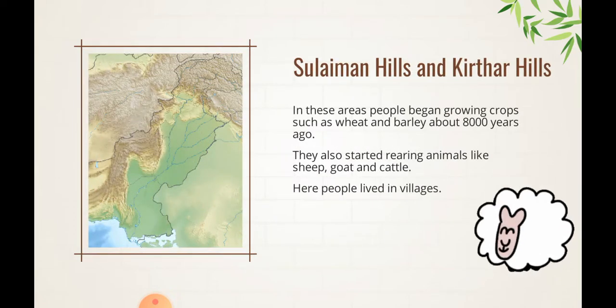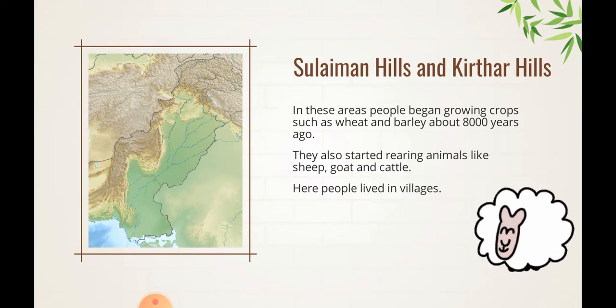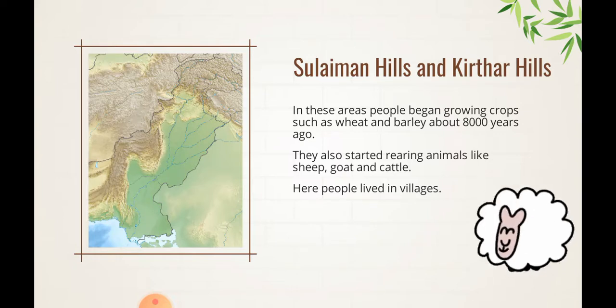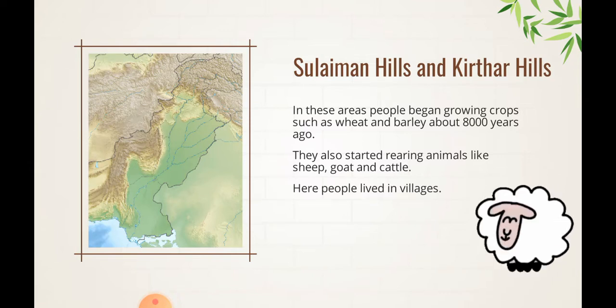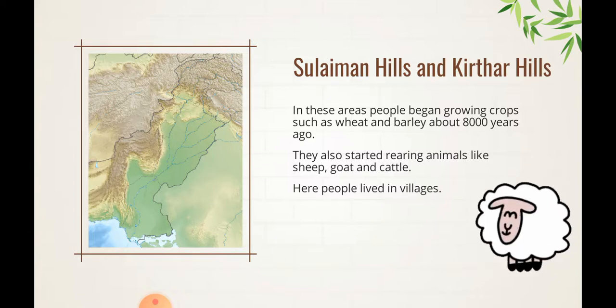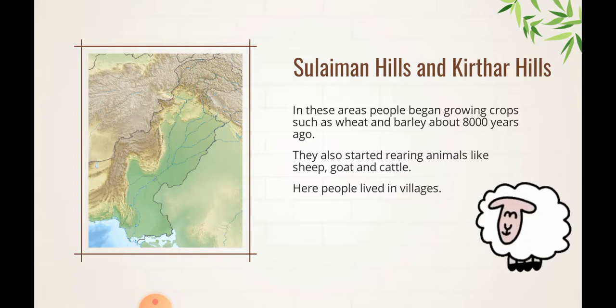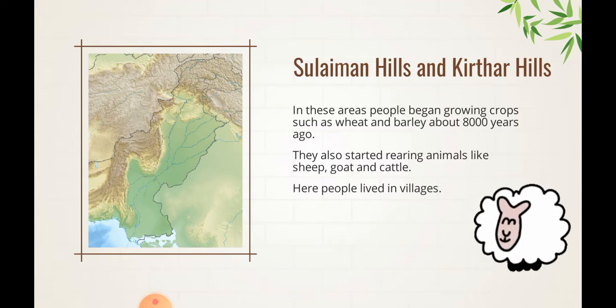Next we'll see Suleiman Hills and Kirtar Hills to the northwest. These hills can be seen in Balochistan. It's a portion of Pakistan. Here, people began to grow crops such as wheat and barley about 8,000 years ago. They also began rearing animals like sheep, goat, and cattle. And they lived in villages.